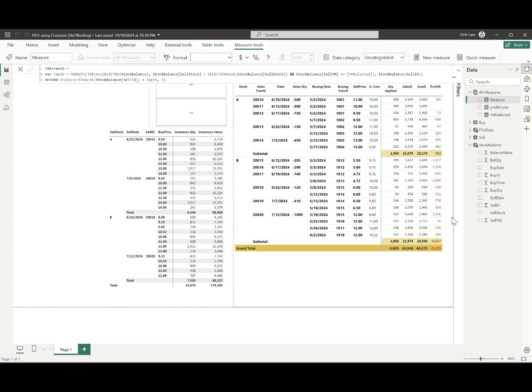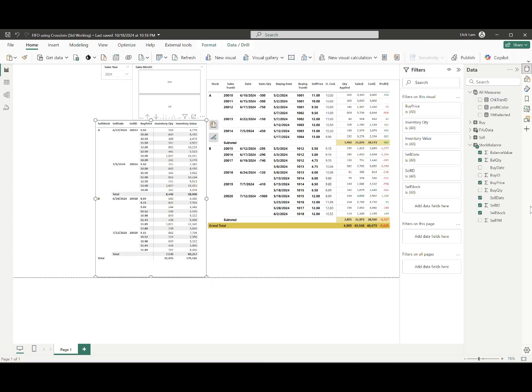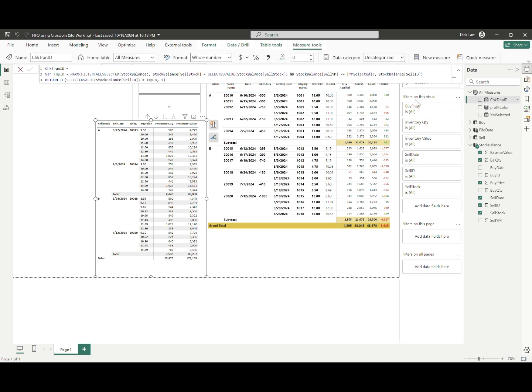All right, so I hit enter. And then I need to open the filter pane and select the visual matrix and add a criteria. Now, make sure you are pointing to the filters on this visual.